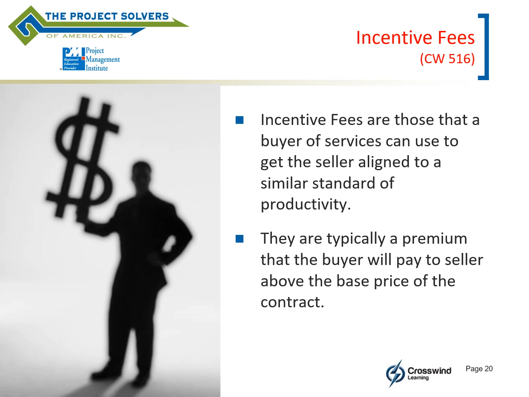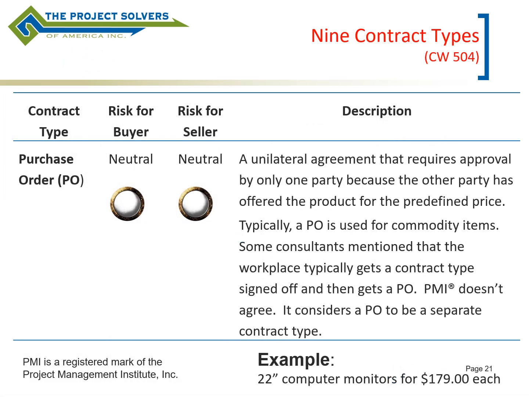Okay, so incentive fees are built into some contracts. You can have an incentive fee built into a cost reimbursable or built into a fixed price contract. And generally you're doing it because you want to get some level of productivity improved. Maybe you want to get something done early, or maybe you want to get something done under budget. And we'll talk more about that after we go through the 9 contract types. So here are the 9 types that we'll cover, starting with the purchase order, or PO. As you recall, this is neutral for both the buyer and the seller.